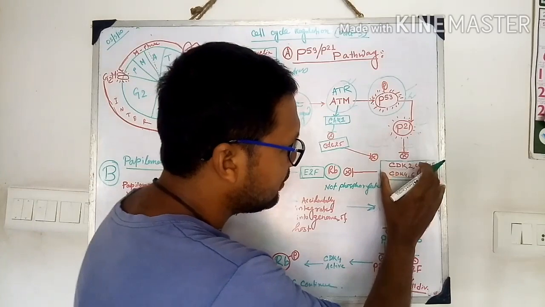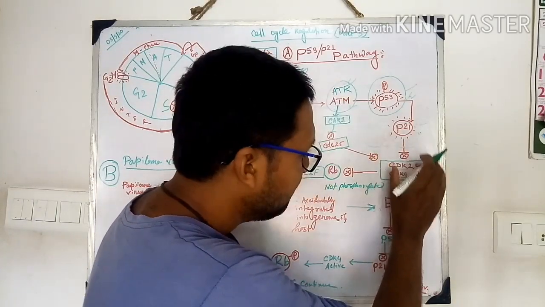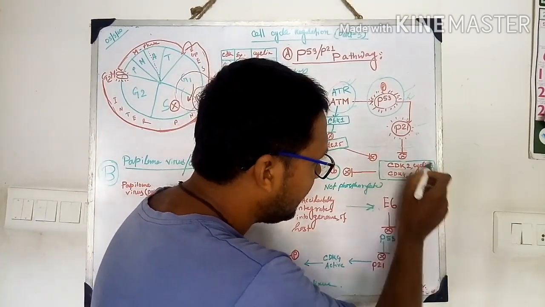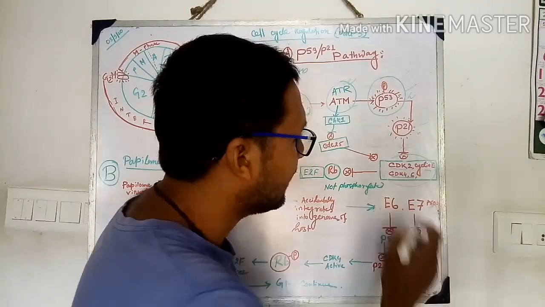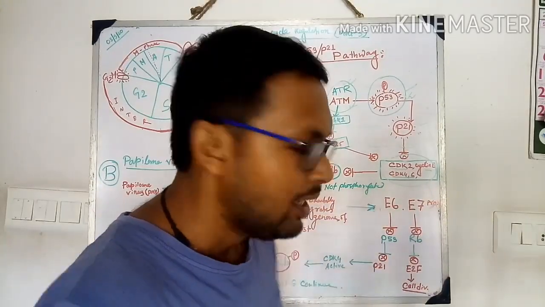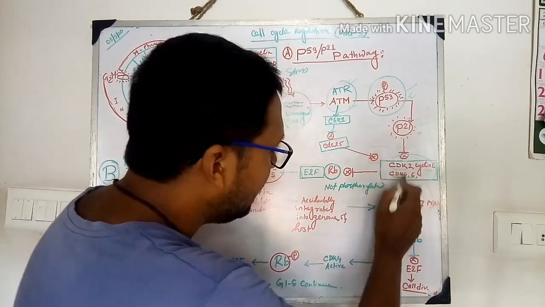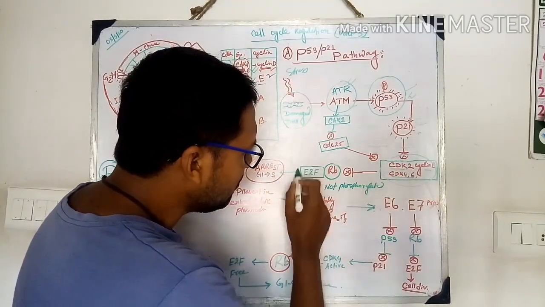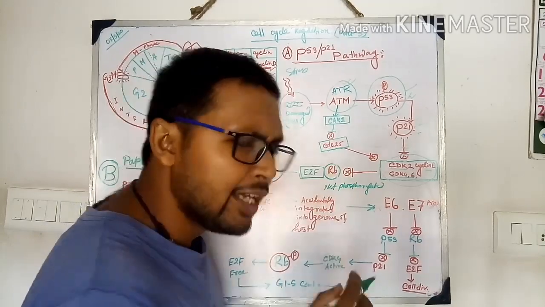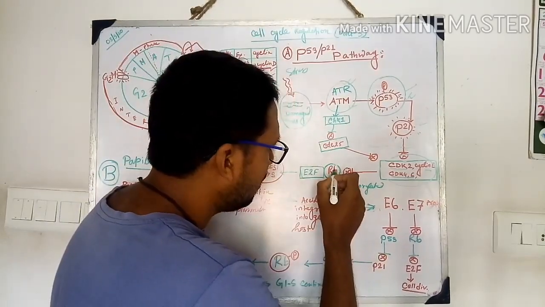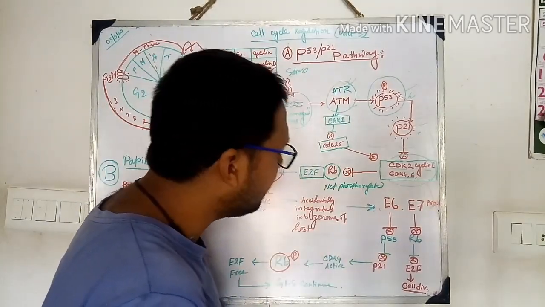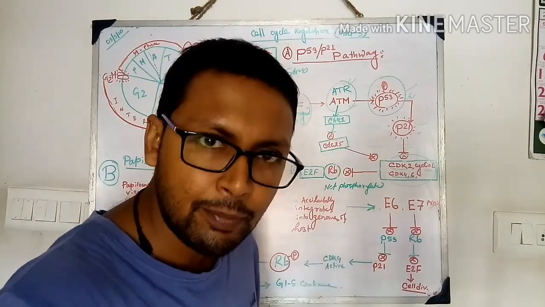How? These are kinase proteins, cyclin dependent kinase proteins. When they are inhibited, their kinase activity is hindered. When kinase activity is hindered, CDK2, cyclin E, and CDK4, 6 are not able to phosphorylate the RB gene, the retinoblastoma gene, another tumor suppressor gene.